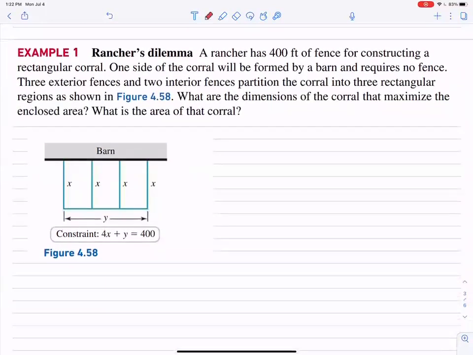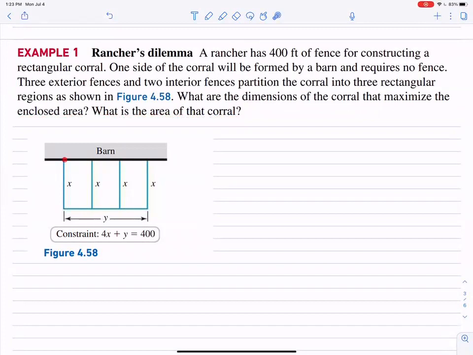So let's read the problem carefully. Rancher has 400 feet of fence for constructing a rectangular corral. One side of the corral will be formed by a barn and requires no fence. 3 exterior fences and 2 interior fences partition the corral into 3 rectangular regions as shown. What are the dimensions of the corral that maximize the enclosed area? What is the area of that corral? So we want dimensions that maximize area and the area of the corral.